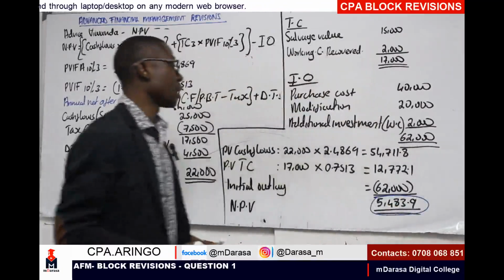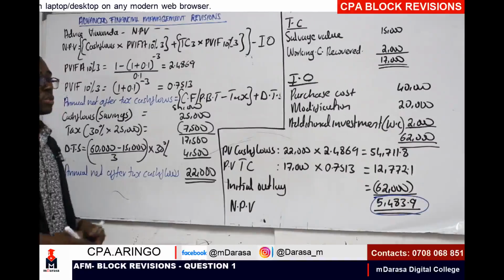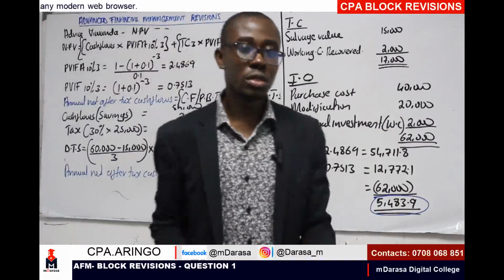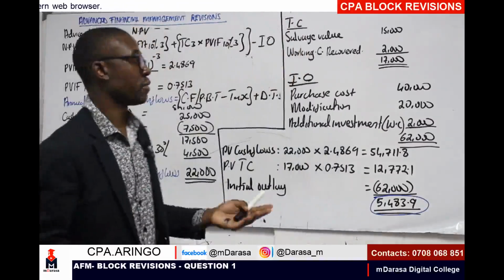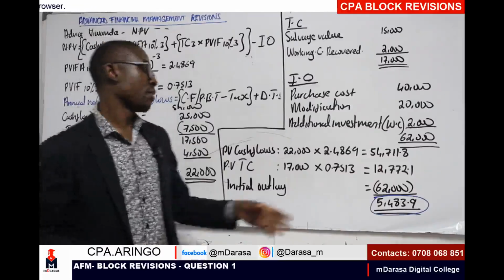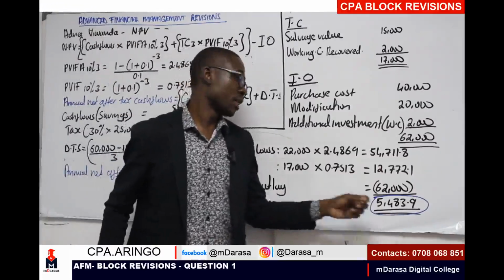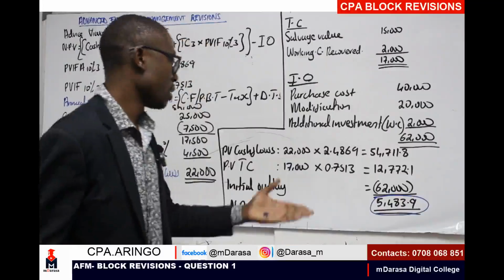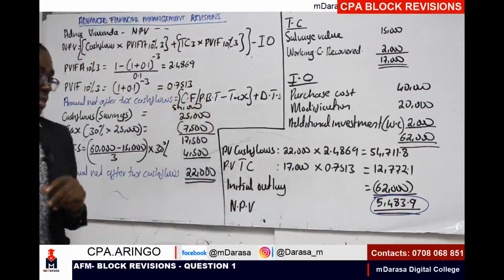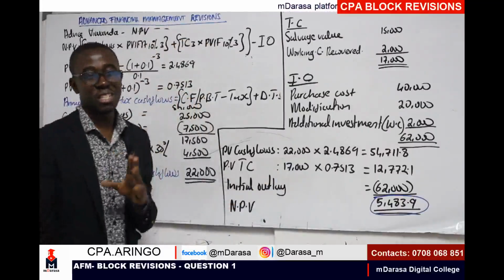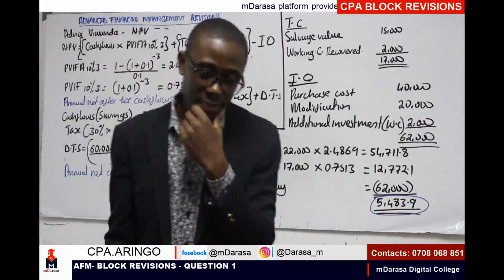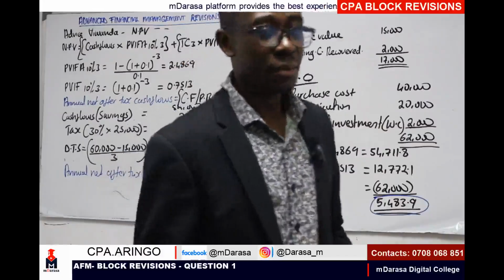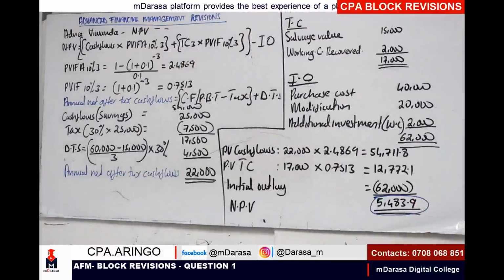So therefore, our net present value is positive. So how can you advise this management? Of course, they should proceed and invest in that project, because I'll be having a positive net present value of 5,483,000. So that is what you're expected to do in that part. You can always ask your question, guys. So after we're done with that, let us proceed to the next bit.